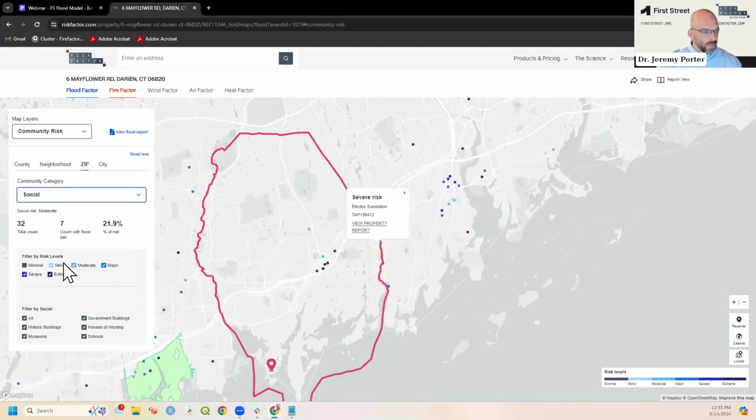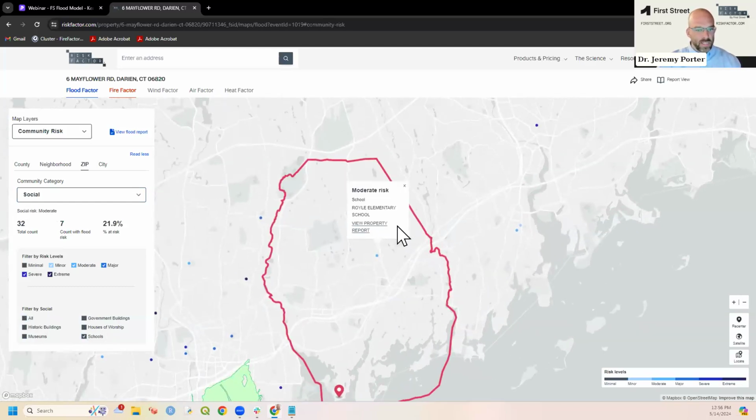And then the last thing, if we looked at social risk, you can go down and you can look at all the different types of social risks. So here, maybe I'm just interested in understanding whether or not the local school has flood risk. So I'll click here and I can see that the elementary school actually has moderate flood risk in this zip code. But this gives you the ability within the map view to understand a lot of information.